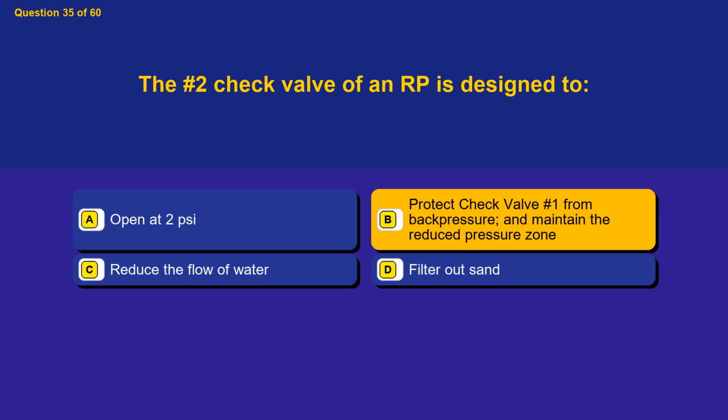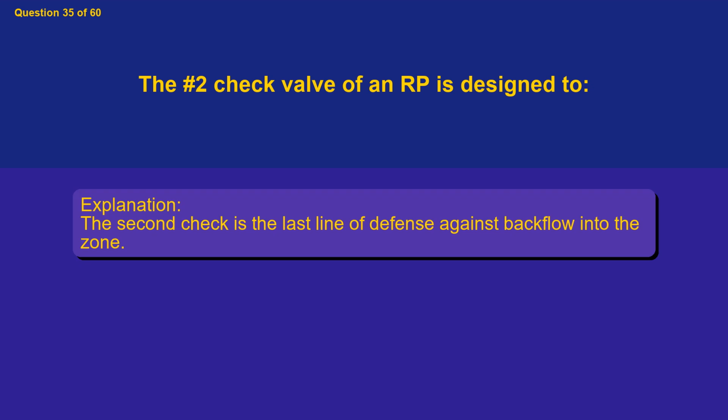The correct answer is option B, protect check valve number 1 from back pressure and maintain the reduced pressure zone. The second check is the last line of defense against backflow into the zone.